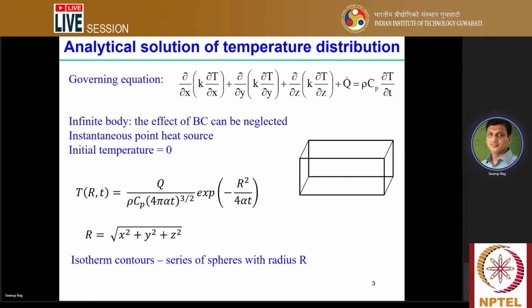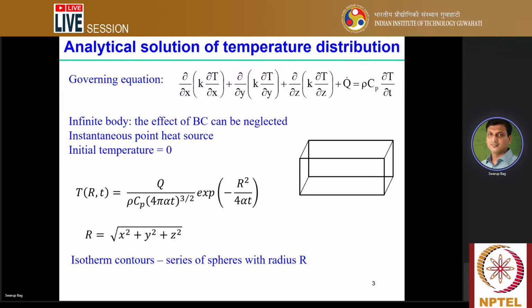If you try to do that, then infinite body means that in all x, y, and z directions, we are assuming the workpiece is infinitely long along these three perpendicular directions. So in that case, you can neglect the effect of the boundary condition, because you are assuming it is infinitely long. This is one assumption. The second assumption is that you are representing the q dot, the application of the heat, because on the domain you apply the heat, and based on that you will get some temperature distribution. So the application of the heat here is in the form of a point heat source.